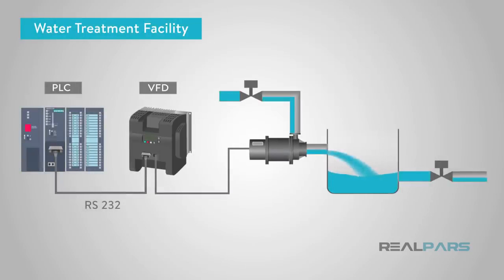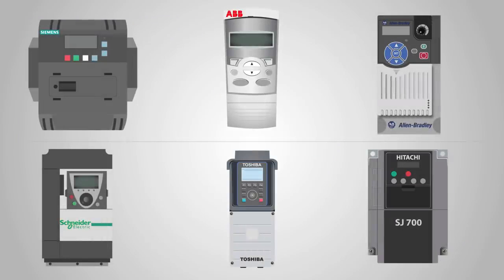VFDs are used throughout industry. A common example is to regulate water flow entering a water treatment plant. VFDs allow the operator to control the flow of the pump manually or automatically with a PLC. There are many different brands and features available. If you're looking at using a VFD, just be sure to do your research. I hope this video has helped you get a feel for VFDs. They really can make any automation or industrial process operate more smoothly.